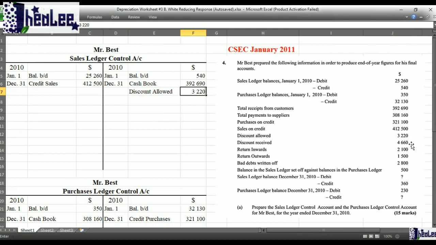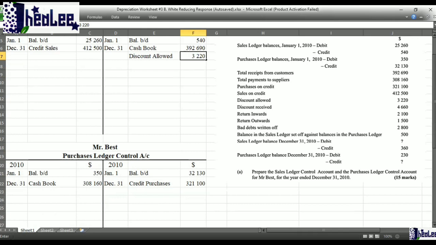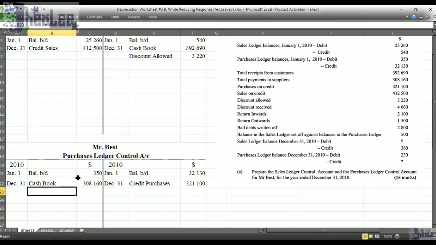Now, would that be our sales ledger control or purchases? The fact that we receive the discount, it tells us that it is coming from our suppliers. So that will decrease the amount that we're owing to them. And the fact that it decreases the amount that we're owing to them, that is a debit entry. Remember, you decrease on the debit side for your purchases ledger control and you increase on the credit side. Our details is discount received, and the value is $4,660.